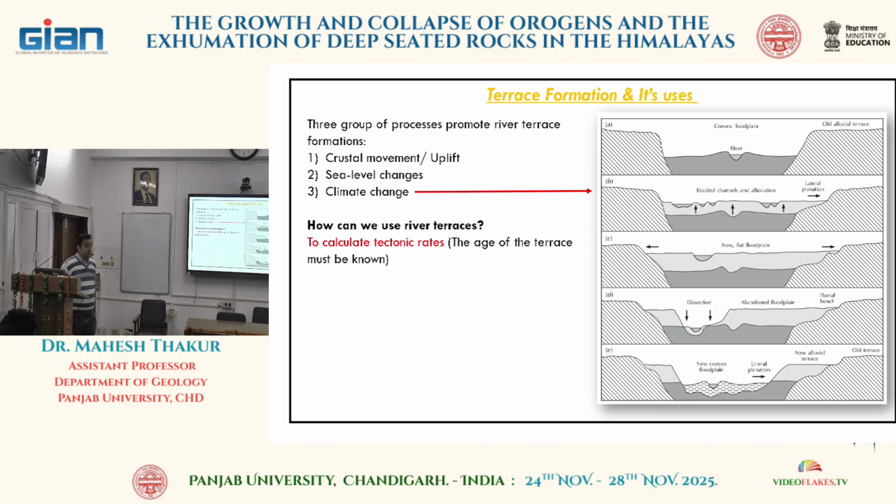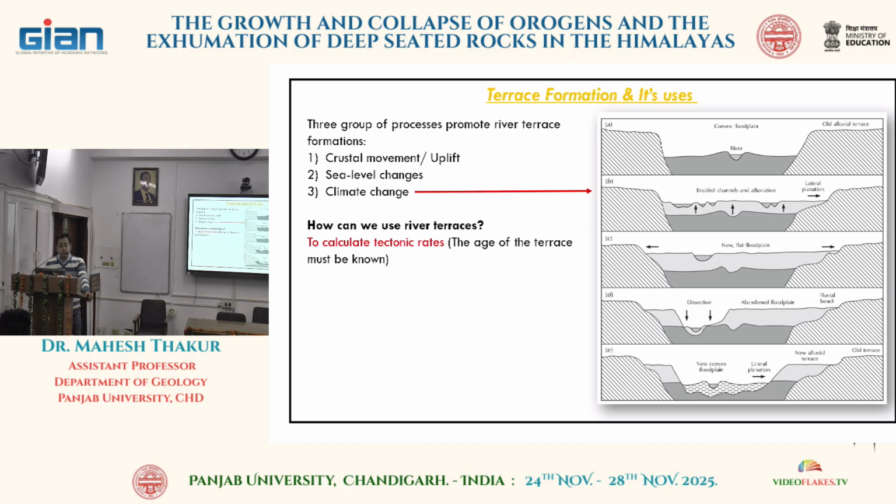Then climate change. When we say climate, that means maybe we will have a lot of rainfall in the Himalaya and a lot of sediments will come. Maybe that can fill a river somewhere. So maybe next time the river is cutting those sediments. So river terraces can be purely due to climate or maybe because of tectonics or both, the combination of tectonics and climate.